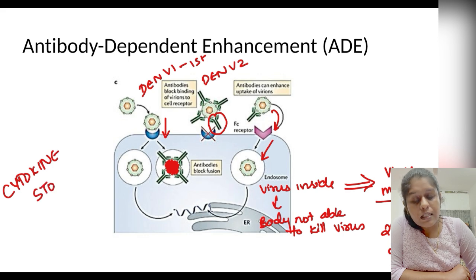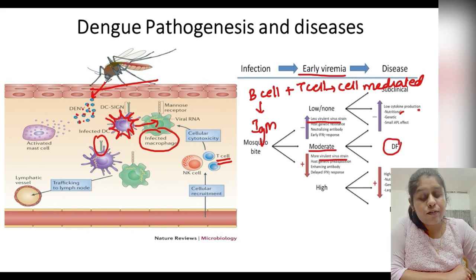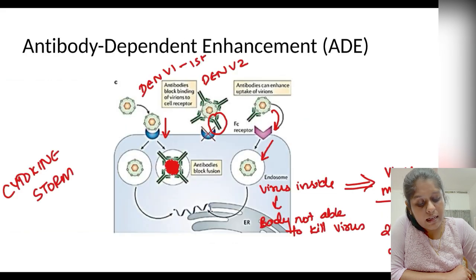So this is a process that is called antibody dependent reaction. In infection for the first time, there will be an early viremia. Based on the person's status, if the patient is nutritionally well, there is low cytokine production, and if the host antibody has enough resistance, then the patient will have only a subclinical disease. If the infection is moderate, then the patient will have dengue fever. If the bite causes a high viremia, then the person can go into dengue hemorrhagic fever.